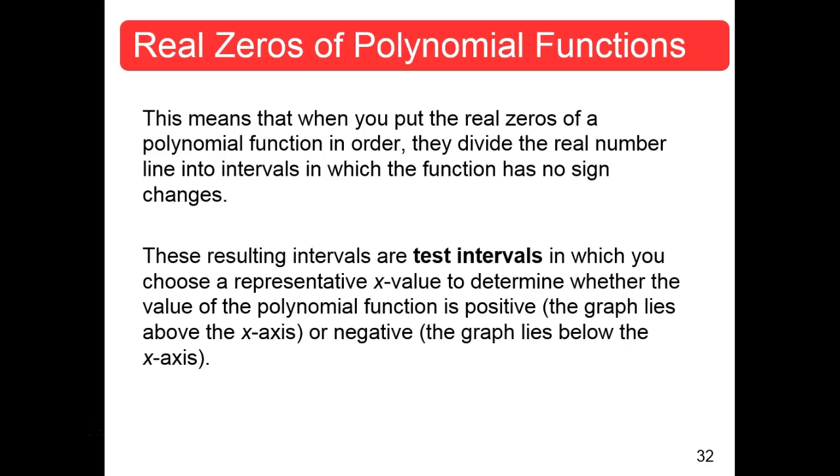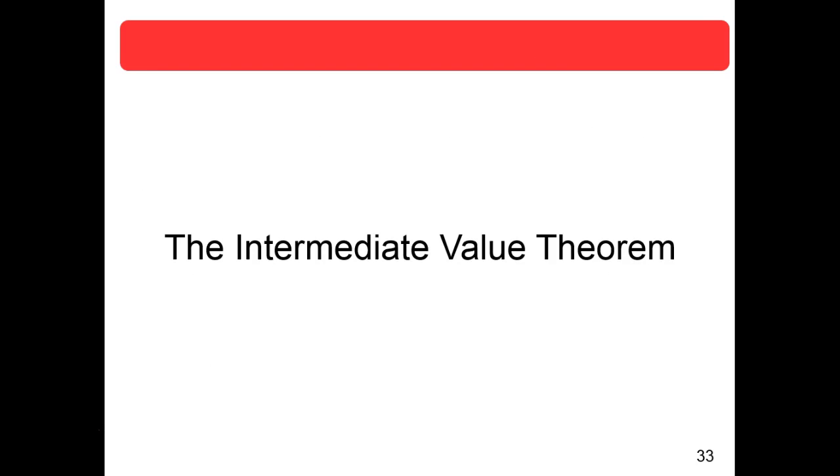Those resulting intervals are called the test intervals. And we did that. Remember? We had an x at 0, a 0 at 0, and a 0 at 1, and we chose 1/2 in the middle to test to see where the function was. And then we knew that since it was positive there, it's only going to be positive in between those 2 consecutive zeros. Okay? So we call those our test intervals to determine whether the value of the polynomial function is positive, graph lies above the x-axis, or negative, lying below the x-axis.